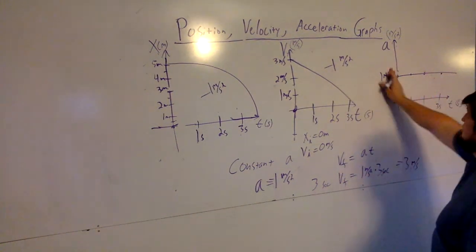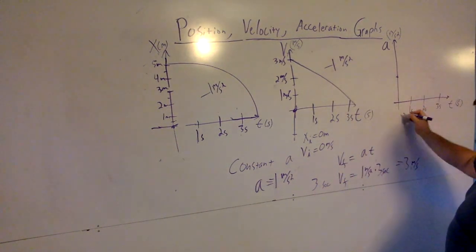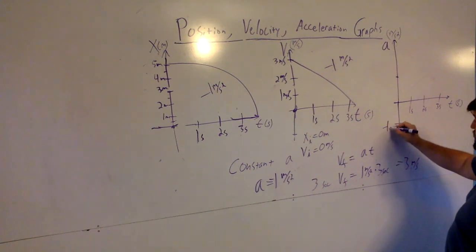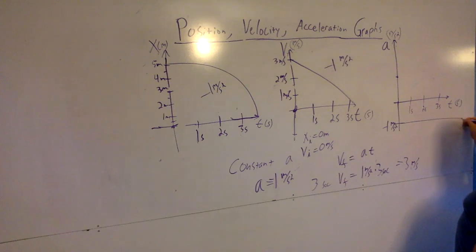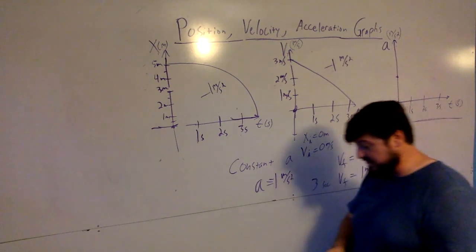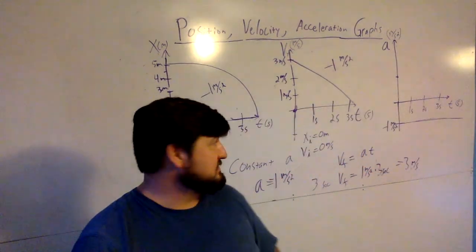And what does it look like on my acceleration versus time? Well, again, it's consistent. I have a minus 1 meter per second squared, right? So I've got a nice consistent line, but it's in the negative value. So that's kind of what the graphs look like.